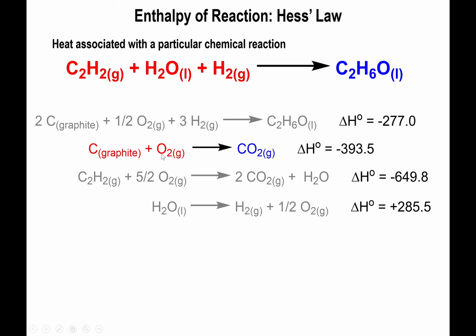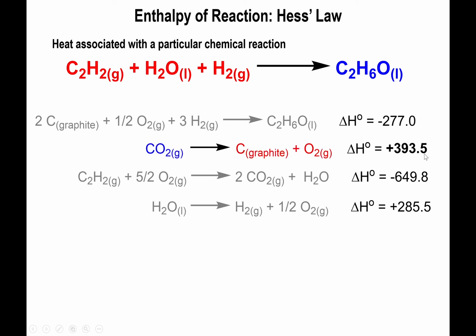Now, a second, similar thing involves the second equation in the series, which has carbon graphite within it. In the first equation, which is locked in place and which we cannot change anymore, we have two C graphites. The graphites never make it into our desired equation, so we need to cancel them out. For that, we need C graphite on the left side and on the right side of the equation. So we're going to need to reverse this equation. And notice once again, when we reverse the equation, this goes from negative 393.5 to positive 393.5.